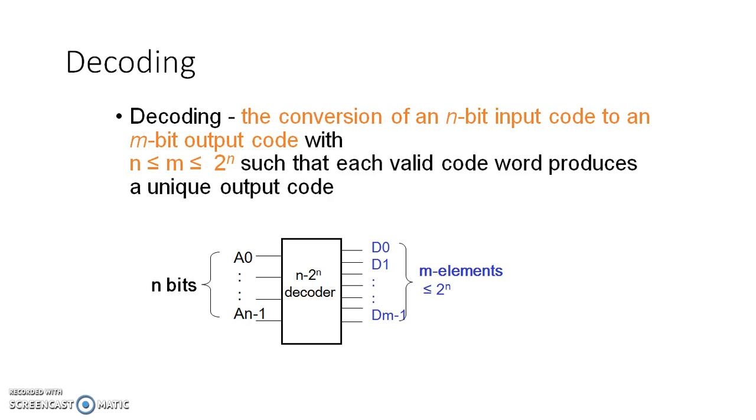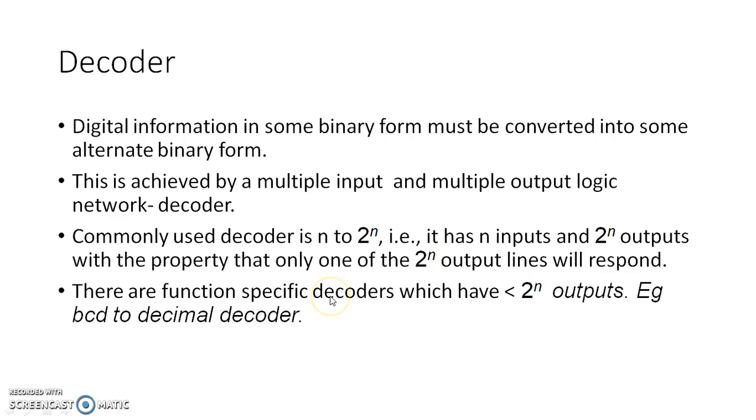So decoding is nothing but converting an n-bit input code to an m-bit output code, with m greater than or equal to n and m less than or equal to 2 power n. So whenever we have n inputs, we get 2 power n outputs. So this is called an n to 2 power n decoder. Whenever we have some digital information in some binary form, it must be converted into an alternate binary form. This is achieved by a multiple input and multiple output logic network. So this is nothing but a decoder.